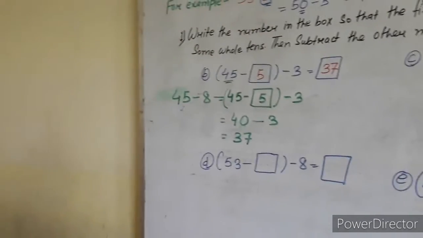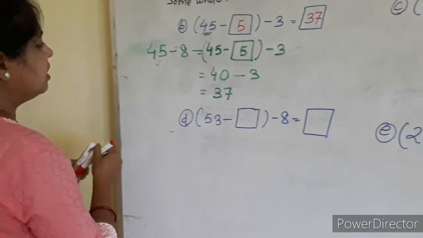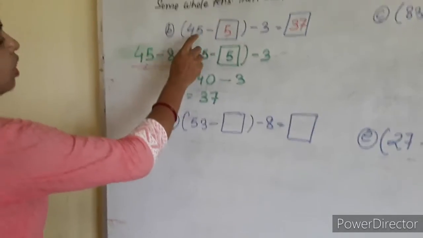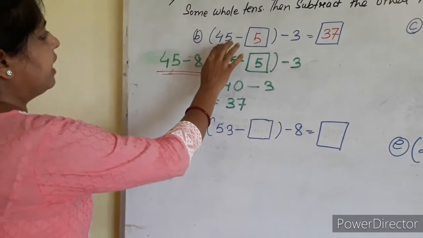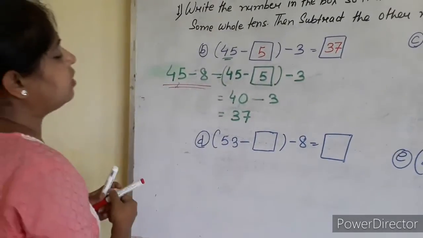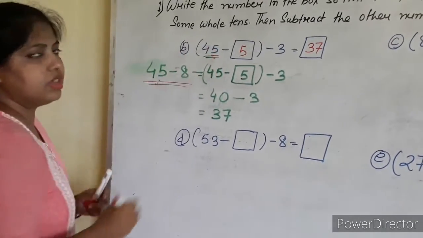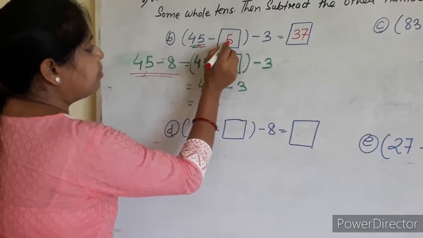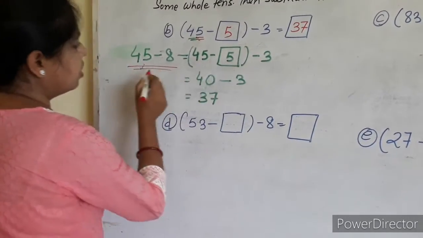Hope you understand. This step is not in your book. So how do we get the 5? Because we have to make it the nearest 10, or whole 10. 5 is the unit place, so we have to replace it, which means we have to subtract the same number. That's why I have written 45 minus 5 and minus 3. I hope you understand. Then you go to the second number.